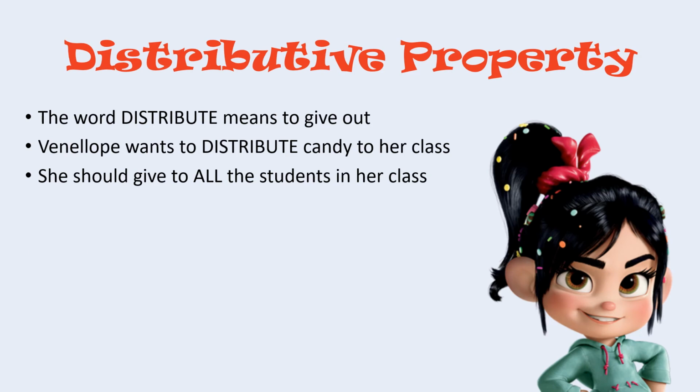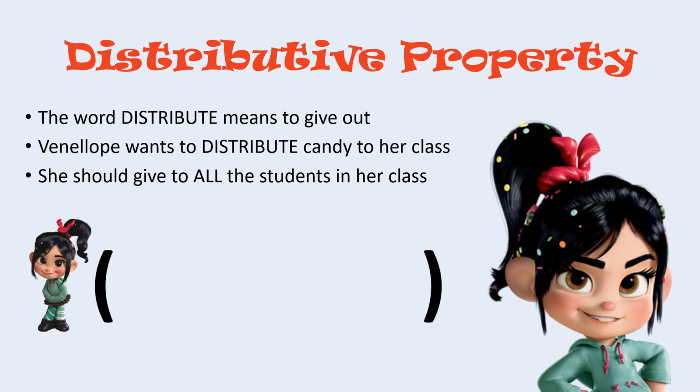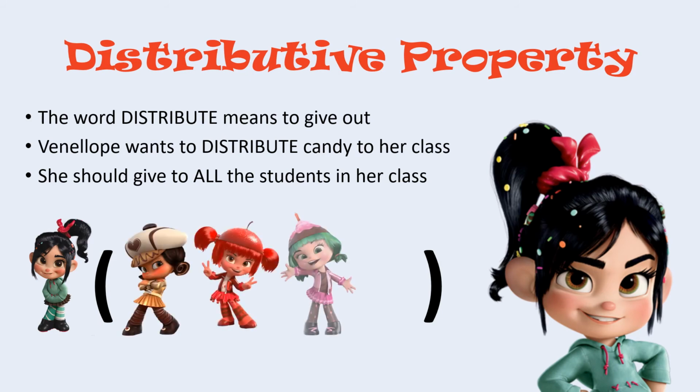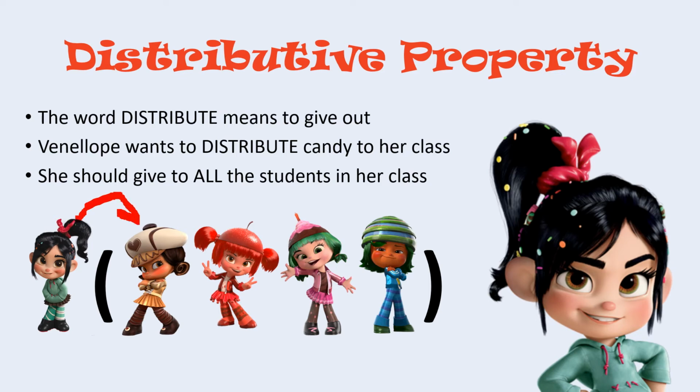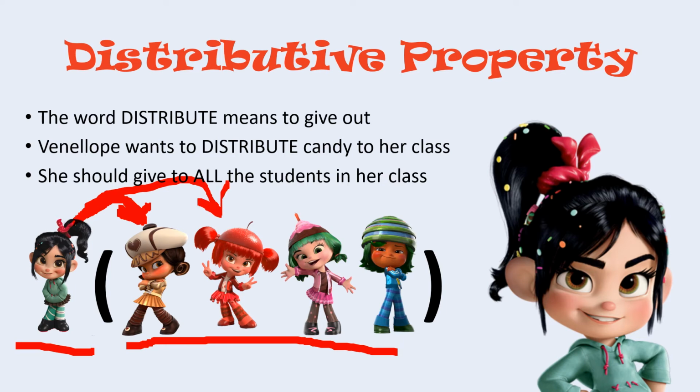So using this example, here's Vanellope, and we're going to use parentheses to represent her class. She has all of these kids in her class. I don't know their names, but those are the kids in her class. What's important is she's going to give candy to these kids. She needs to make sure that she gives it to all of them. So notice, she's outside of the parentheses here. These guys are all inside the parentheses. Vanellope is going to give candy to everybody inside, not just one.